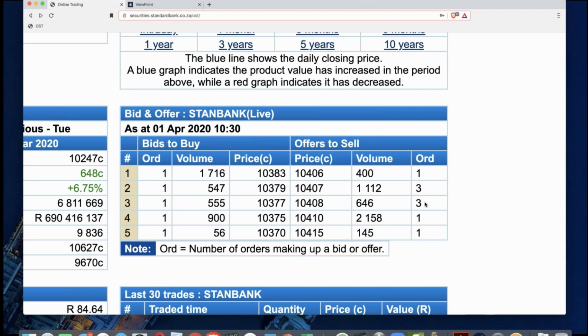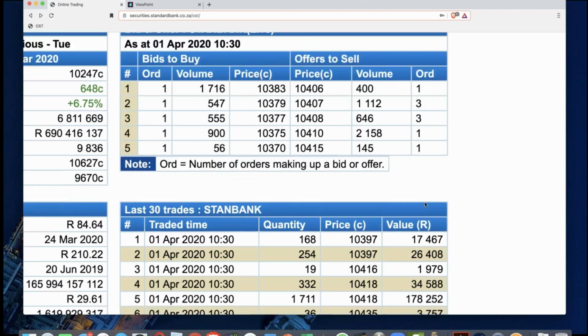So we're looking at the entire market's buy and sell orders on the Standard Bank share, not just Standard Bank clients. We also only see the top 5. There is obviously more depth, but this screen is only showing us the top 5. If you want more depth, you need the Iris viewpoint.